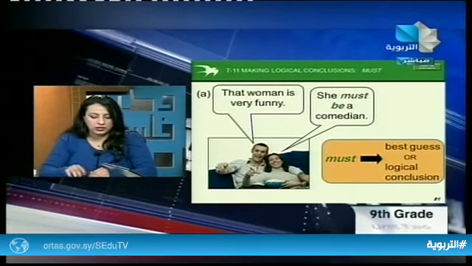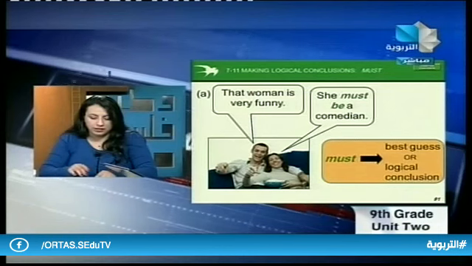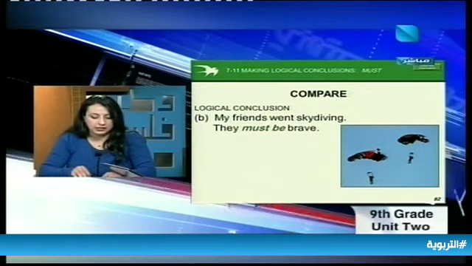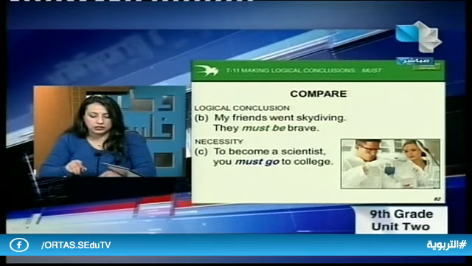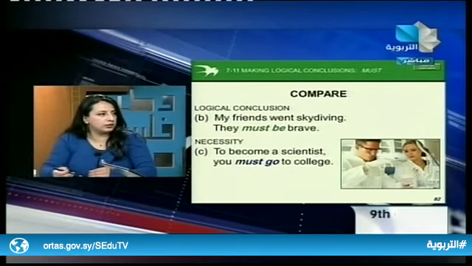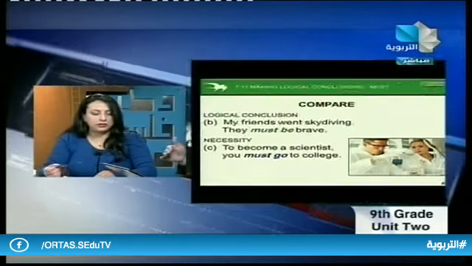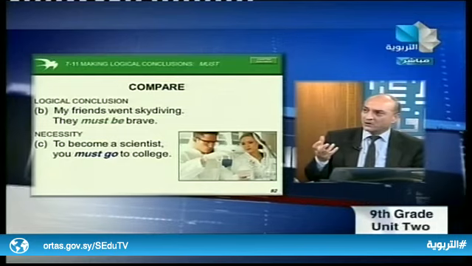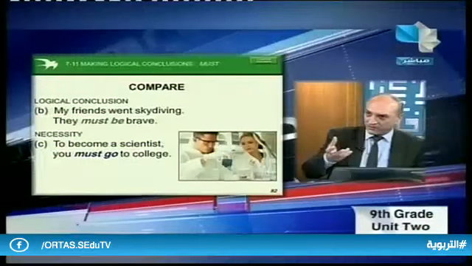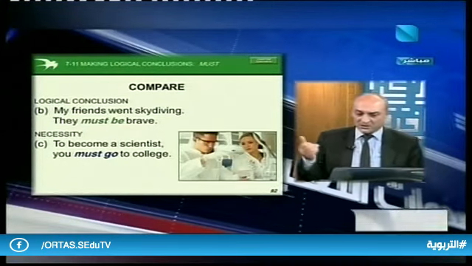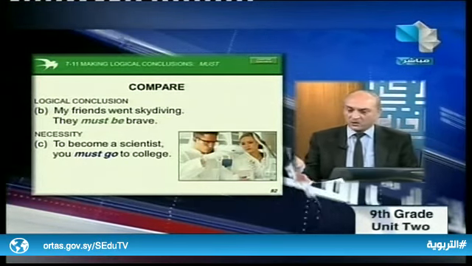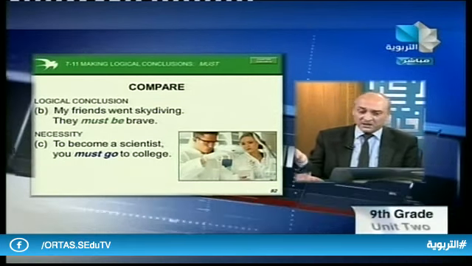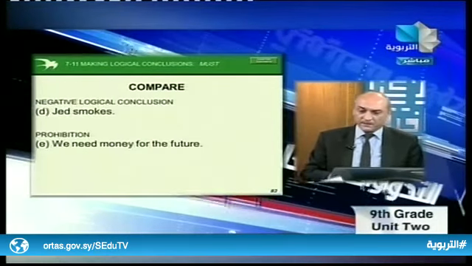Now to compare logical conclusion, my friends went skydiving. They must be brave. Of course, skydiving needs courage. It's not something easy. Necessity: to become a scientist, you must go to college. So here we are comparing 2 uses of must. In sentence B, we are guessing something about someone, or trying to give a conclusion about someone. But in sentence C, to become a scientist, you must go to college. Here there is a necessity, there are steps or procedures. If you don't go to a college, you can't become a scientist. Of course. So the first step is to go to college.